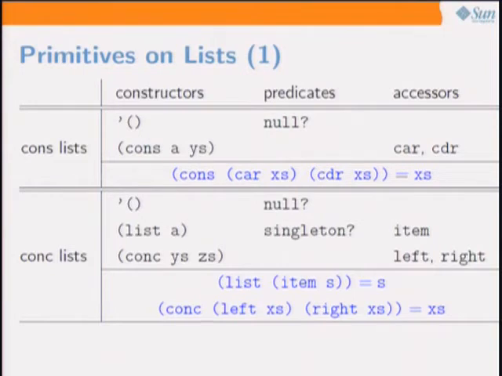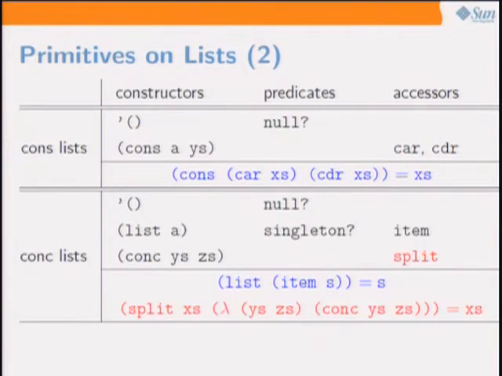In the case of conc lists, we have three primitives instead of two: the empty list, a way to make singletons, and a way to concatenate two lists. There are predicates null and singleton. If we have a singleton list in hand, the accessor item will give us the goodie in it. And then for concs, we have left and right. And we have a very similar algebra down there at the bottom. The list of item of s is equal to s. And if we take the left and the right of a conc and then conc them back together, we get the same list back.